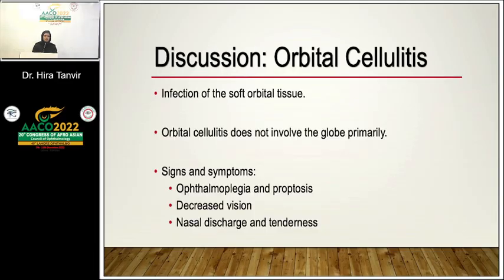So, orbital cellulitis is infection of the soft tissue which is lying posterior to the orbital septum. This is in contrast to preseptal cellulitis, which lies anteriorly and often has a history of an event like a bug bite or stye. Orbital cellulitis does not involve the globe primarily and has the distinguishing signs and symptoms of ophthalmoplegia and proptosis. There is decreased vision if there is involvement of the optic nerve, along with color vision loss and relative afferent pupillary defect.